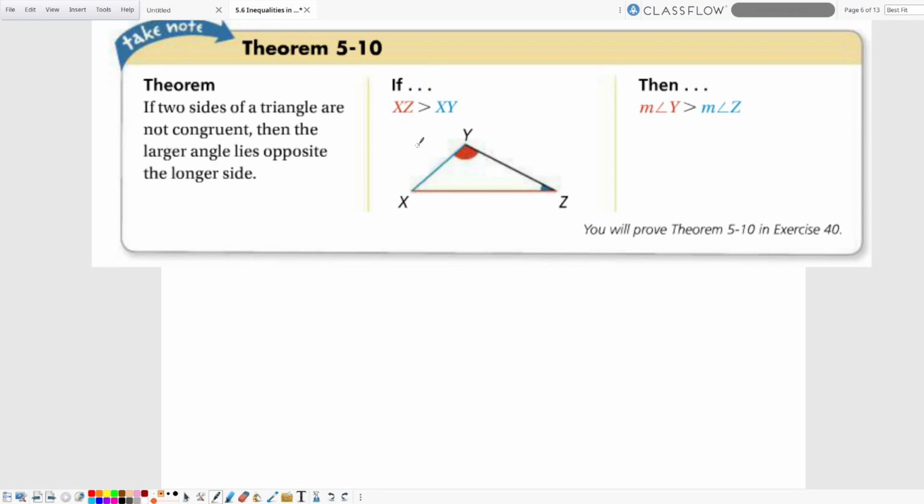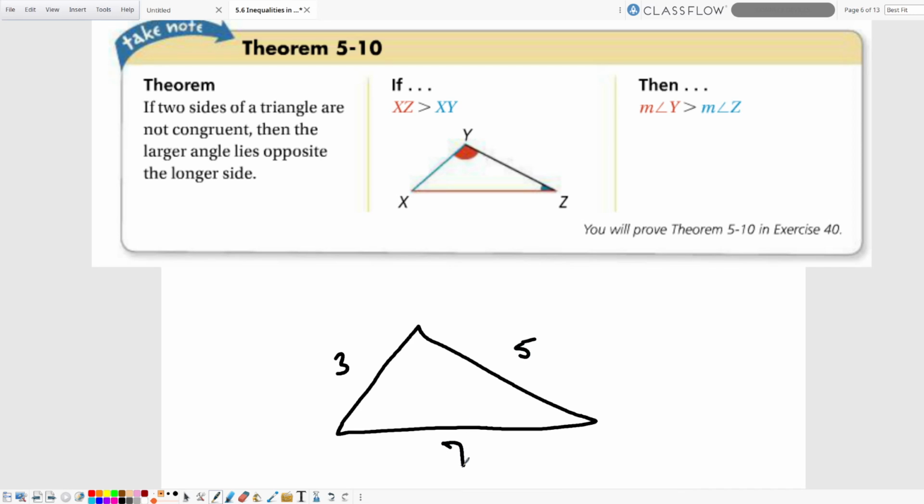So the next thing we're going to take a look at is theorem 5-10, which says that if two sides of a triangle are not congruent, then the larger angle lies opposite of the longer side. So what this means is that if I have a triangle and I know that my sides are not all congruent, so let's say that I have, this is 3, and then maybe we'll make this 5, and then we'll say that this side is 7. And then we'll label this as triangle A, B, and C.